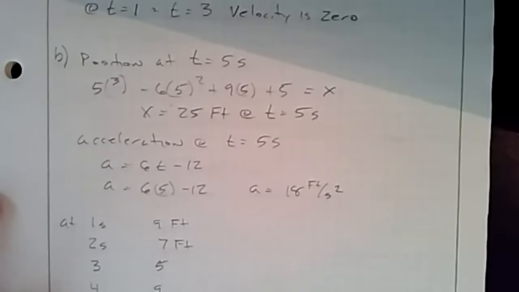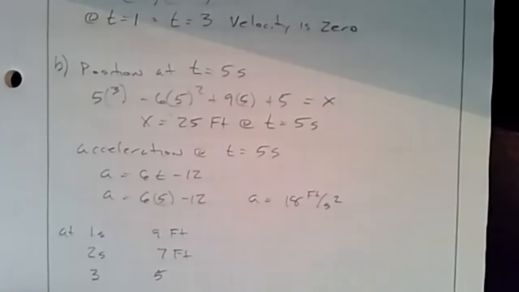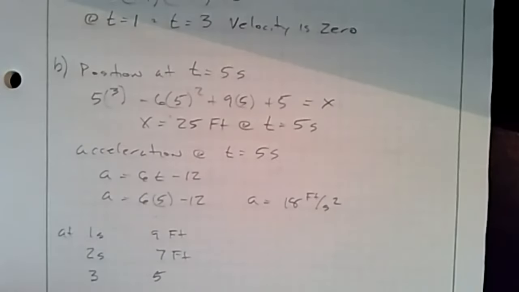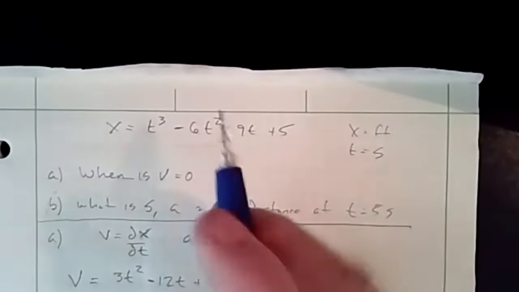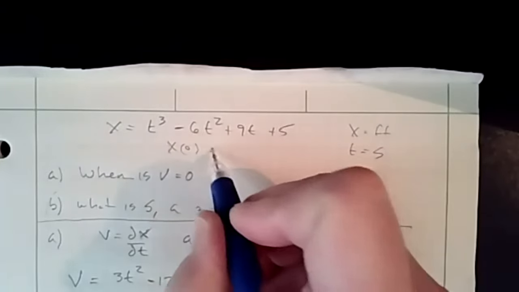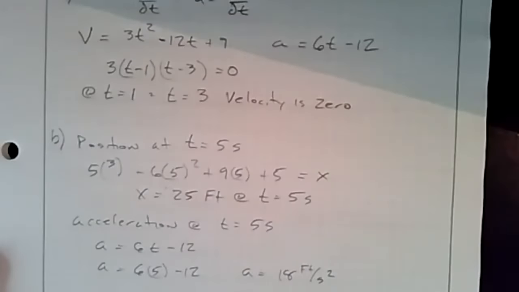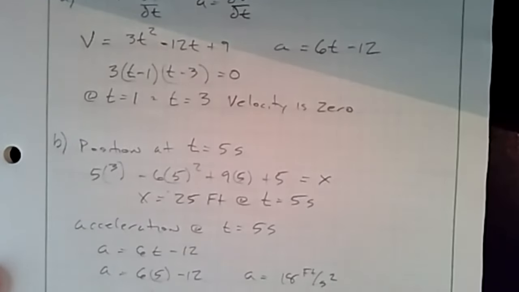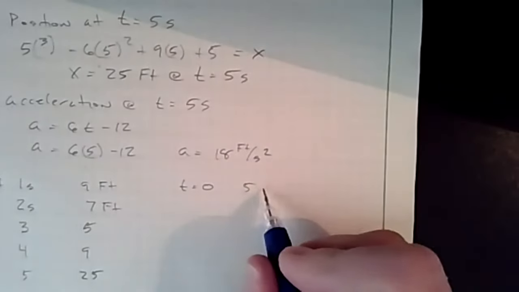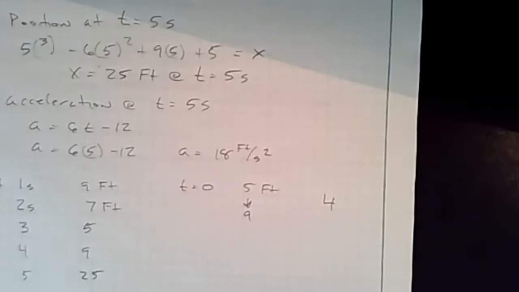If you think about from 0 to 1, we know that if we plug zero into this equation, our initial x at zero is 5. So we started at 5 feet. At t equals zero, we're at 5 feet. We go to 9 feet, so that's a total distance of 4, right?